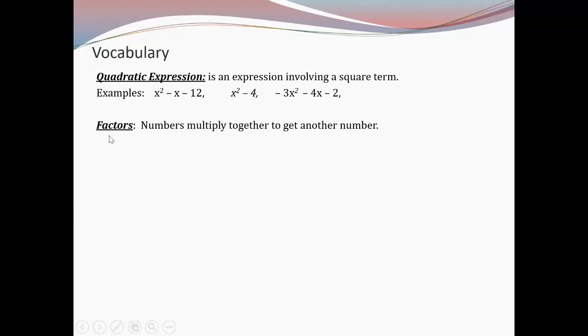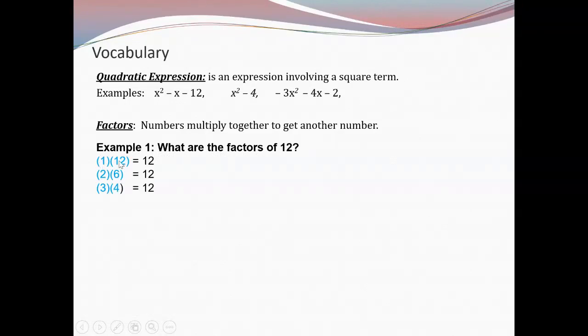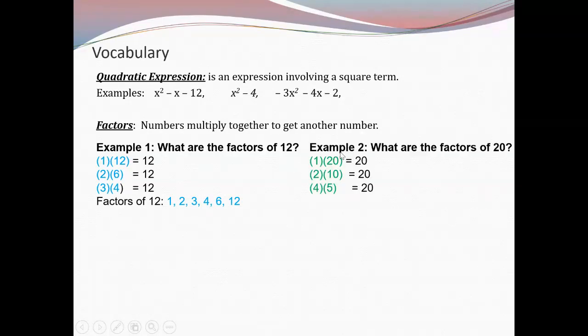Okay, now what are factors? Factors are numbers that multiply together to get another number. For example, what are the factors of 12? How can we get 12? These are all the combinations to get 12: 1 times 12, 2 times 6, and 3 times 4. So the factors of 12 are 1, 2, 3, 4, 6, and 12. Example 2, what are the factors of 20? How can we get 20? 1 times 20, 2 times 10, and 4 times 5. So the factors of 20 are 1, 2, 4, 5, 10, and 20.